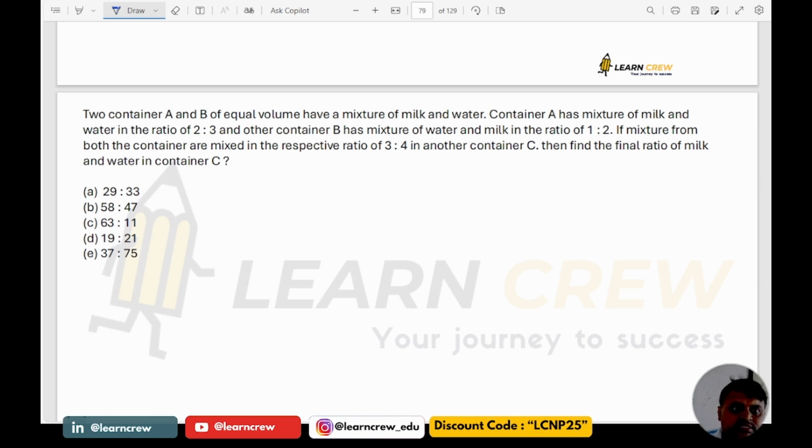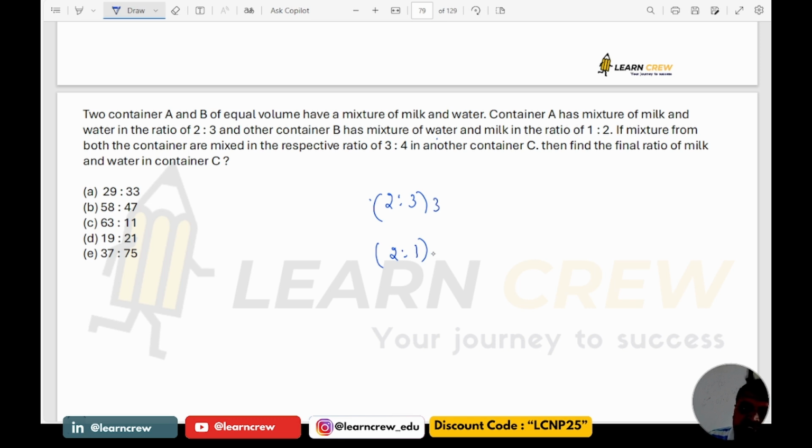Now, two containers A and B of equal volume have a mixture of milk and water. Container A has a mixture of milk and water in the ratio 2:3, and the other container has the mixture in the ratio 1:2. If the mixture from both the containers is mixed in the respective ratio 3:4, then milk and water in the ratio 2:3 are mixed in the ratio 3:4.